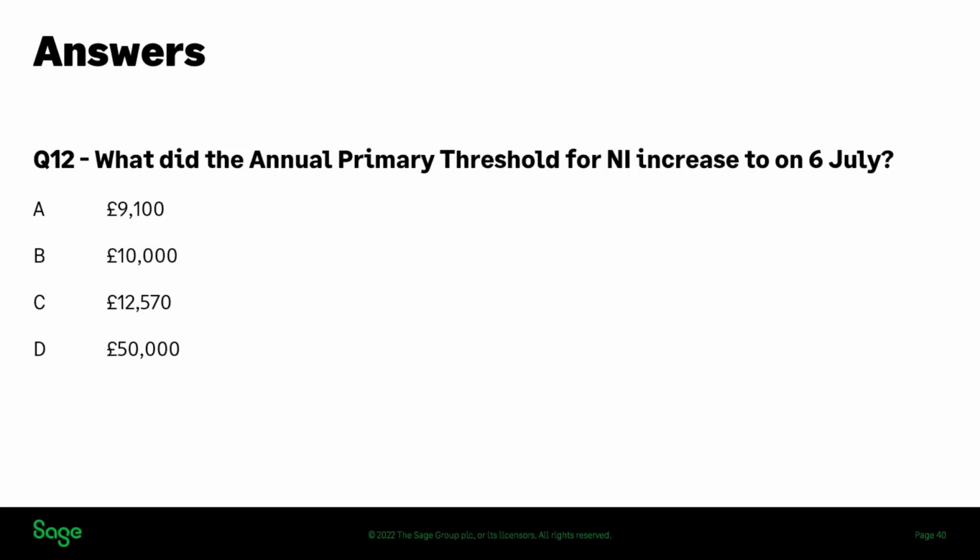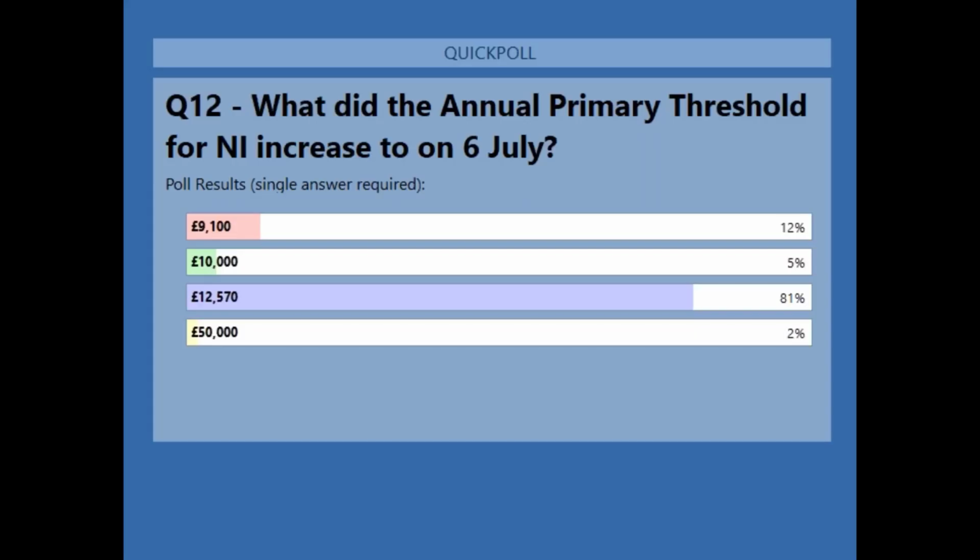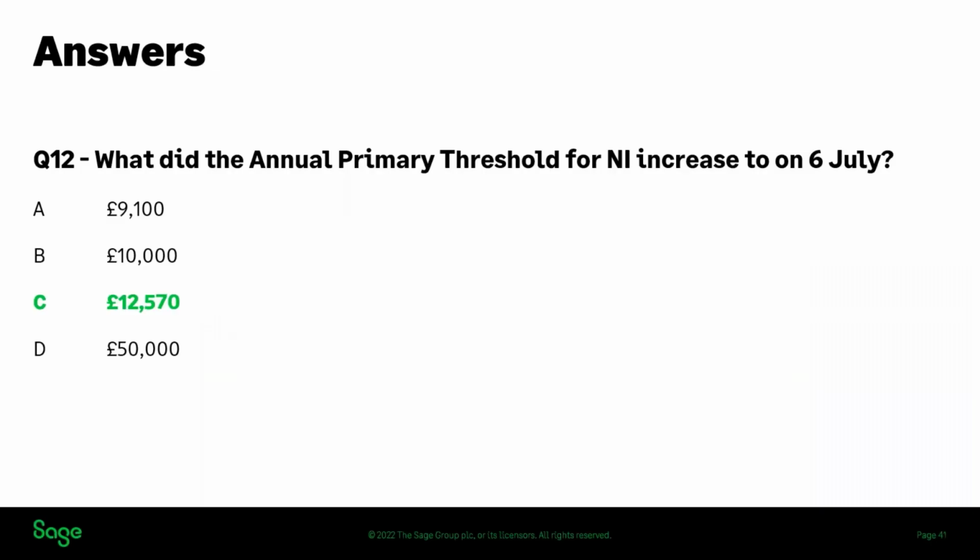So we're on to question 12 to reveal the results and the submissions first of all. Again, we had a fairly big majority here of 81% of you going with 12,570. And this, if you remember, was the news everyone got excited about when they should really be getting excited about my birthday. But it did mean that a few people got a few extra pennies in their payslip. So can you reveal the answer for us, please, Duncan?